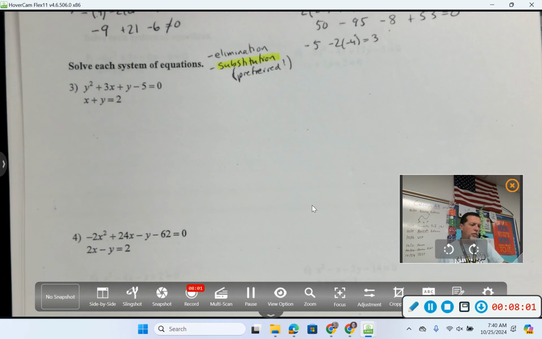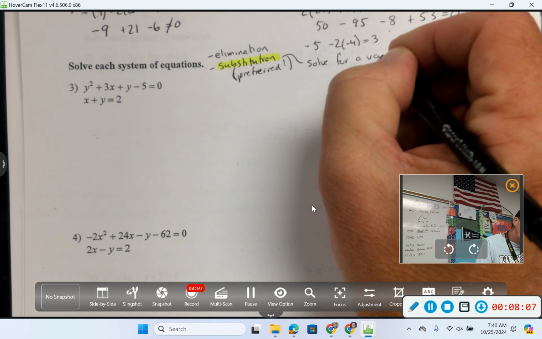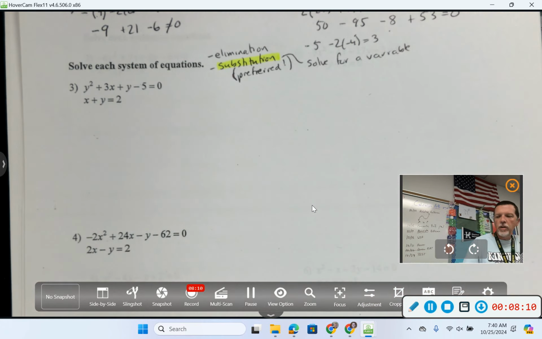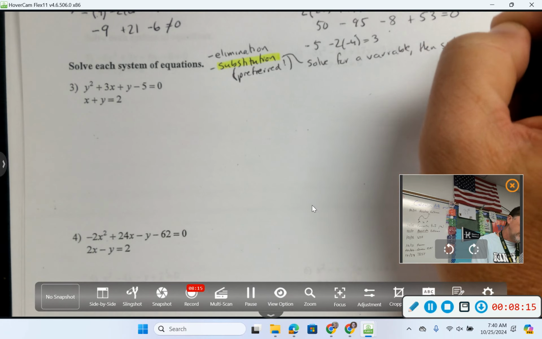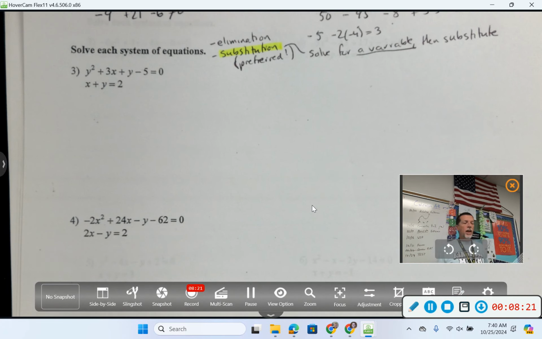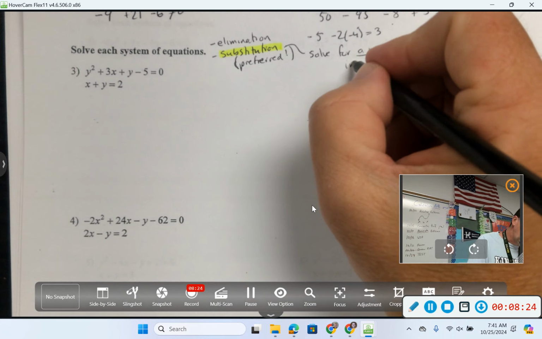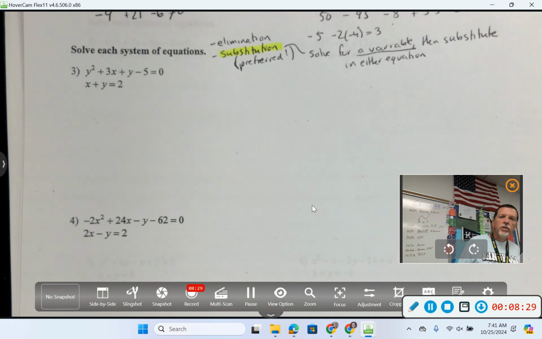Okay, so substitution means solve for a variable, then substitute. In fact, we can solve for a variable in either equation. So you get to pick the equation and pick the variable you want to solve for. I definitely think the second equation, right? Because that looks a lot easier than the first equation.